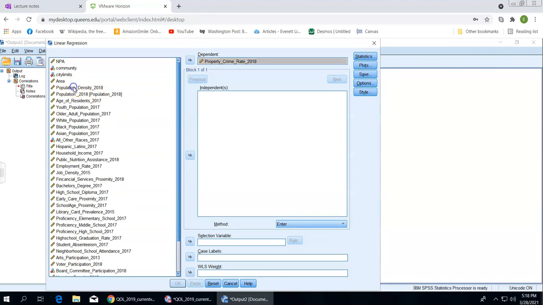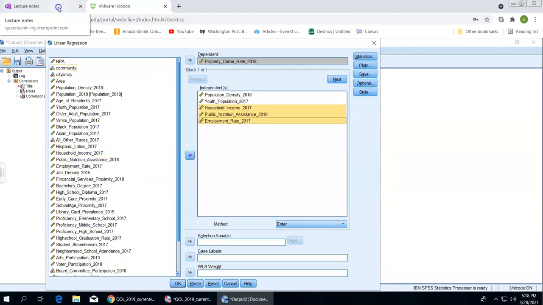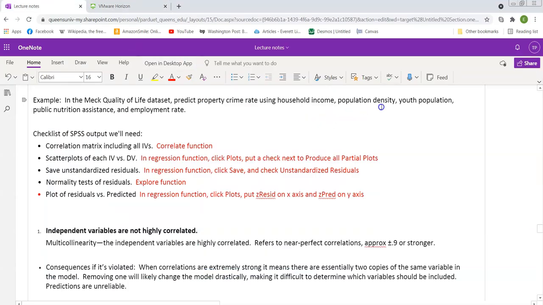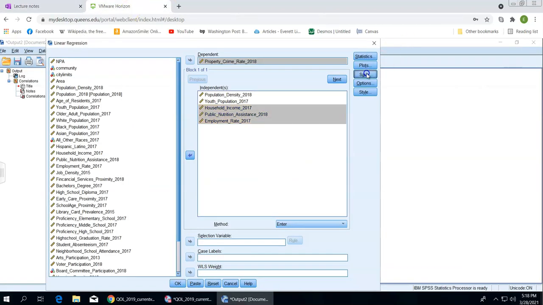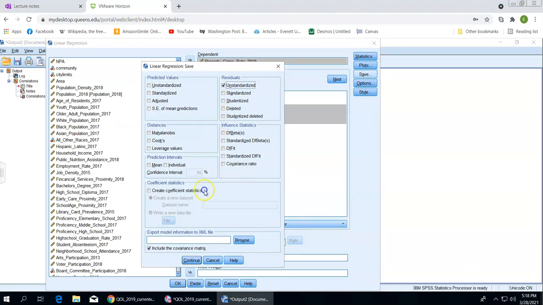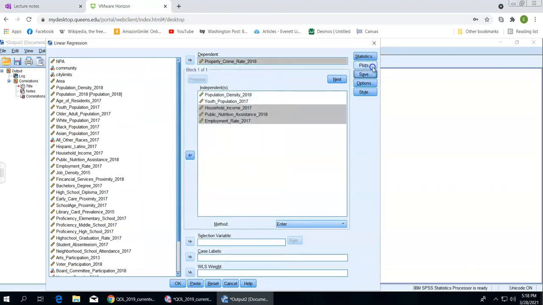And then the independent variables, you can put these in any order, it doesn't matter. Population density, youth population, household income, public nutrition assistance, and employment rate. I'm just going to make sure. All right. So in here, under Save, we're going to want to check Unstandardized Residuals. We'll see what all of this stuff does in a bit and how to use it. Right now, I just want to go ahead and get all of the SPSS output.